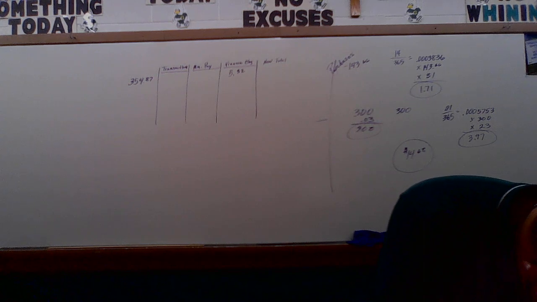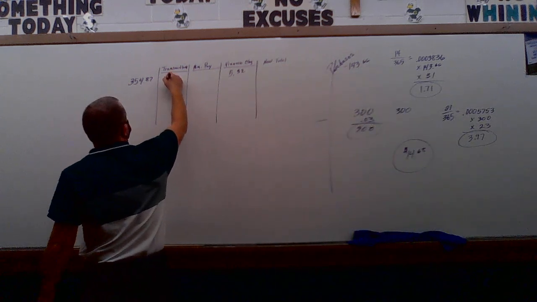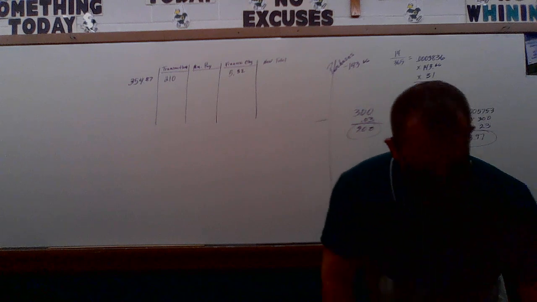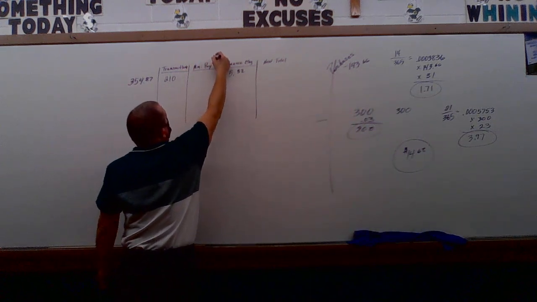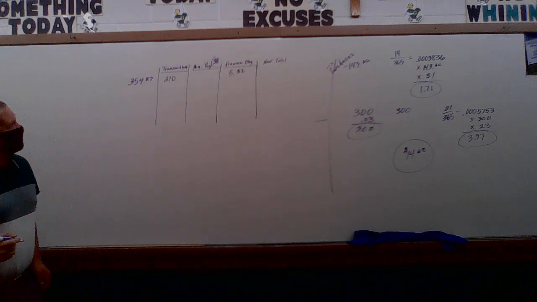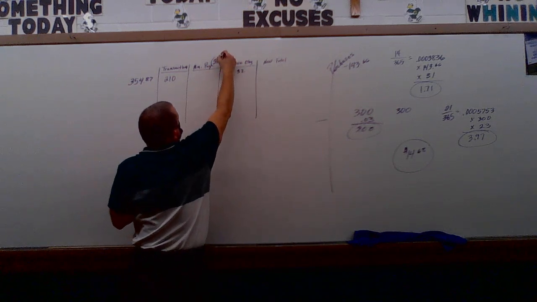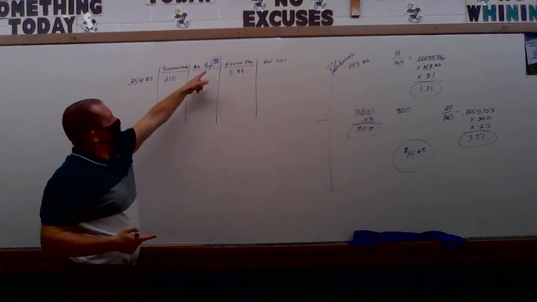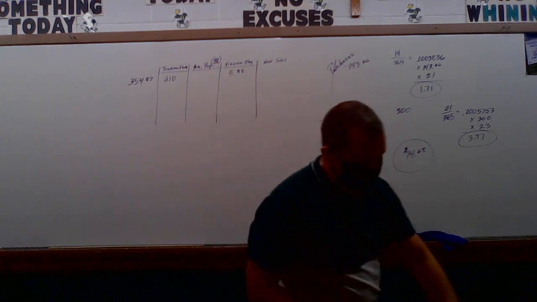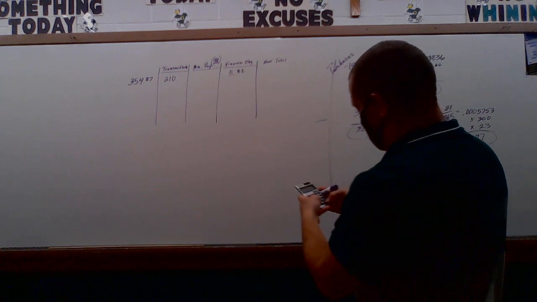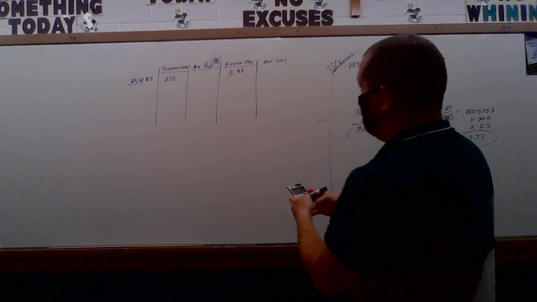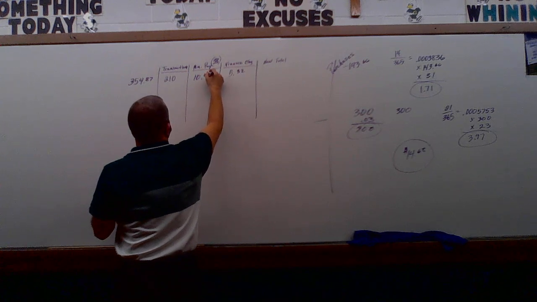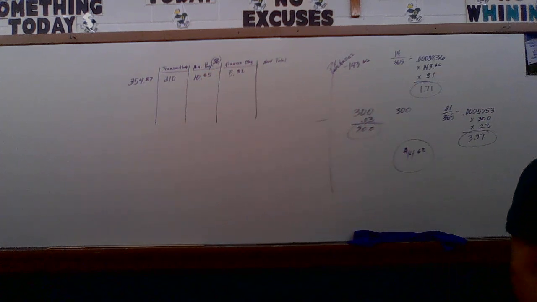If we make an average of $210 in new purchases, it says that our minimum payment is 3% of the current balance. So if this is from the previous balance, I'm going to figure out my minimum payment. I have to take 354.87 times my 3%. So 0.03 times $354.87, I would get $10.65.